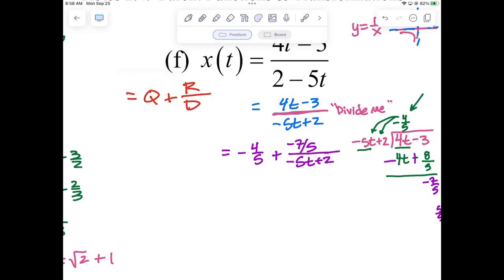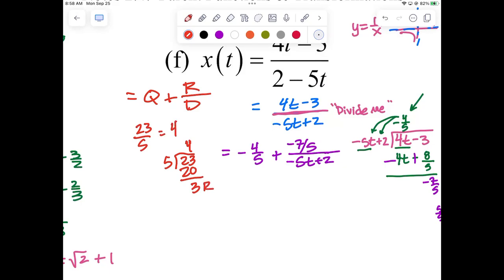Now, why does that work? I just want to show you. If I had a ratio like 23/5, that would be 23 divided by 5. 5 is the divisor. It goes in 4 times. You subtract and you get a remainder of 3. This is your remainder. So you could write 23/5 as 4, the quotient, plus 3 left out of the original 5. Okay? That's all we're doing. We're just doing it with polynomials.